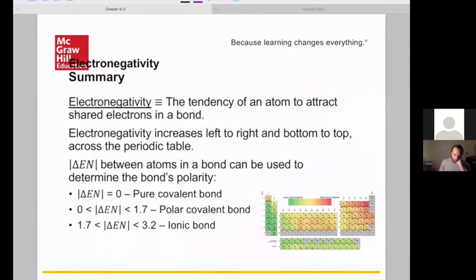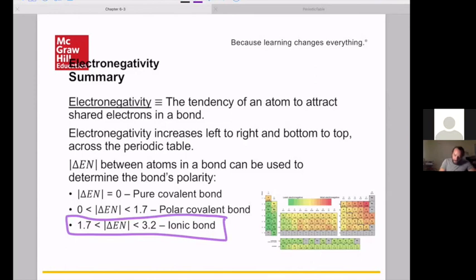Above that 1.7 range, that's what we call an ionic bond. So at that point, the electrons aren't even really being shared at all. They're really sitting directly on those atoms. So notice how you could calculate the difference in electronegativity for an ionic bond as well, but it would sit in that different range, above a 1.7 difference.